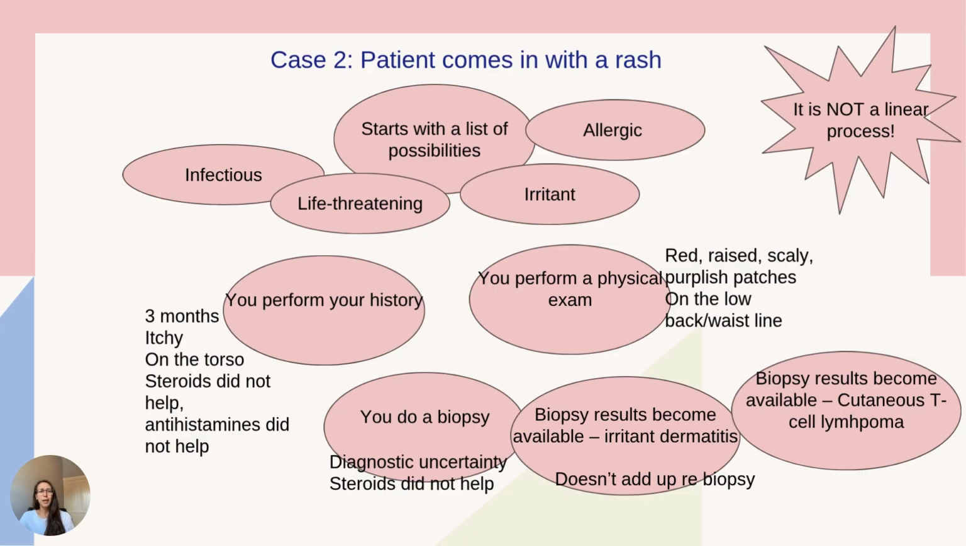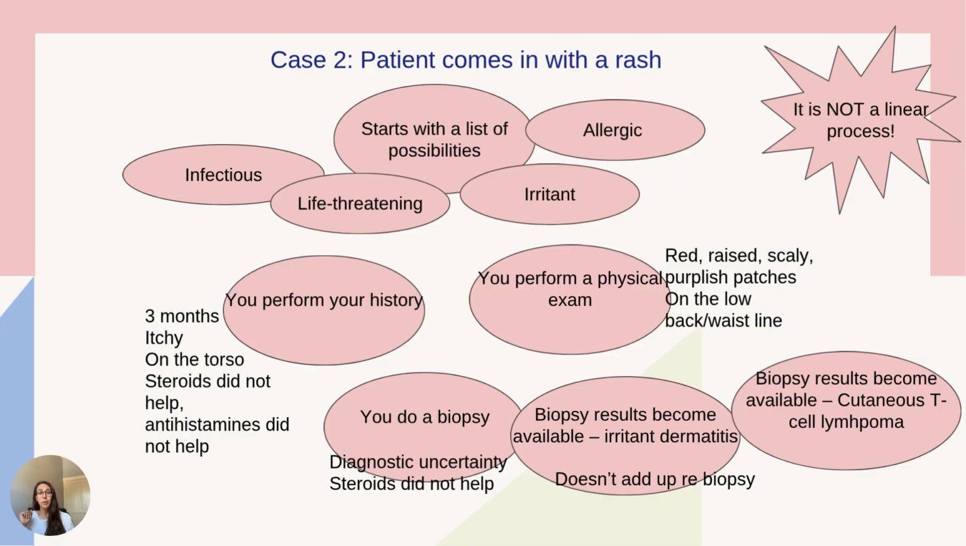So, I'm scratching my head. I can't figure out what this is. Could it be an allergic or irritant? Because it is itchy. It's less likely infectious with a 3 month history of a rash. The physical exam doesn't really fit a Lyme, erythema migrans, etc. And life threatening, yeah, I got to think, is this more of a cancerous type rash? They haven't taken any new medications, so it's less likely a medication reaction.